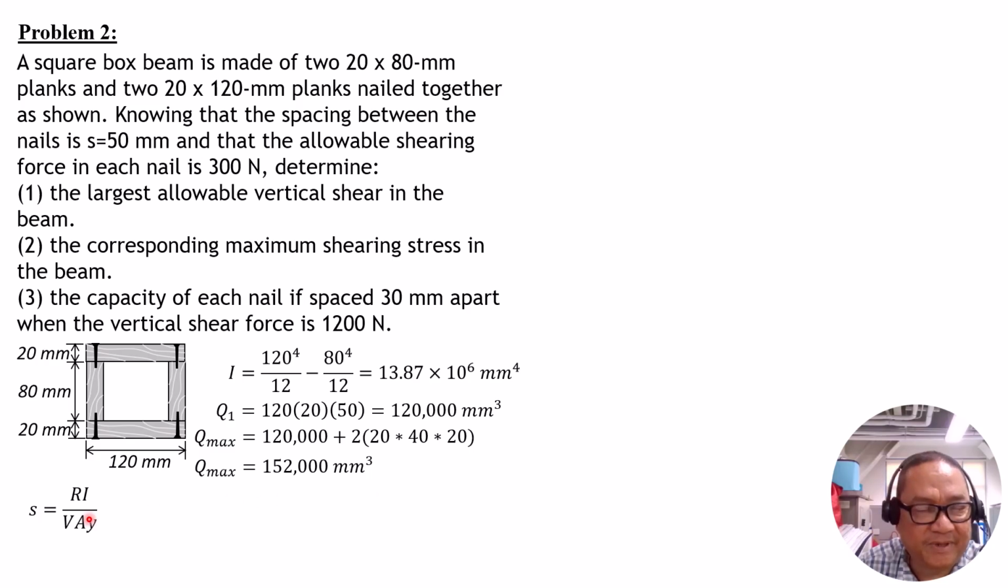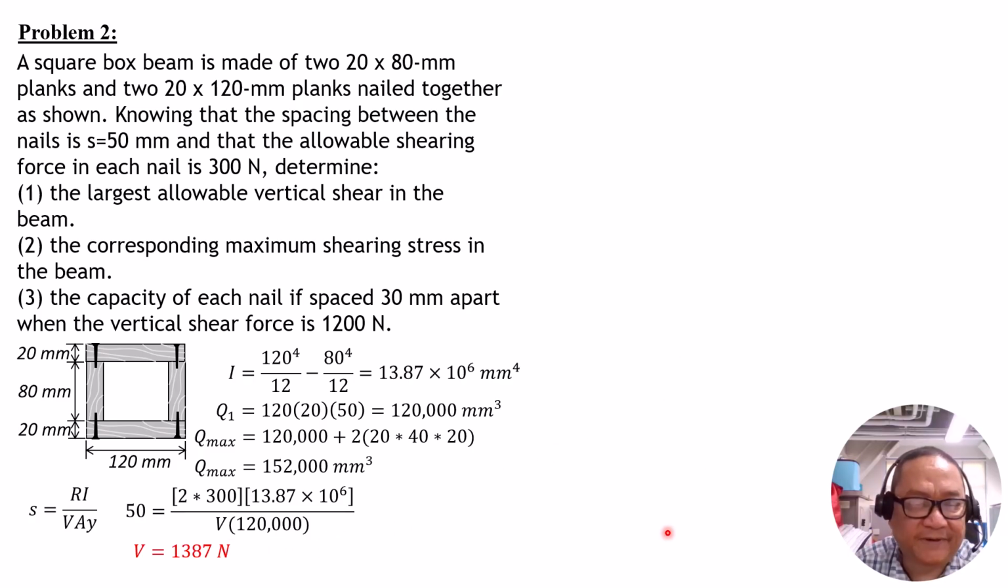The formula for s is VQ over I, remember? Or A prime y prime, this is Q1, which is 120,000. So substitute: s is 50, R is 2 times 300, V is the unknown, I is 13.87 times 10 to the 6, then A prime y prime is 120,000. Solving for V, the maximum vertical shear force is 1387 newtons.